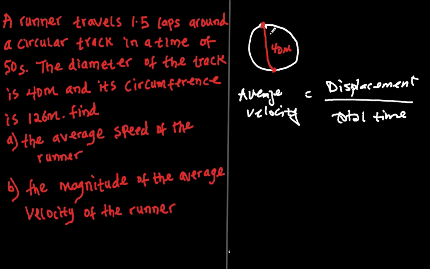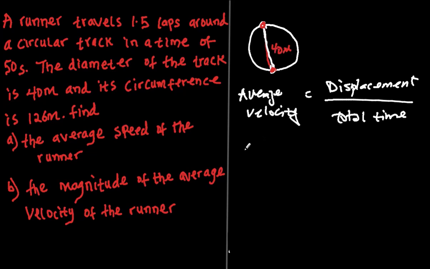So what would be the displacement in this case? Because displacement has to do with direction, it is going to be a straight line that joins the start of the motion to the end of the motion. So the runner started from this point and ended here. A straight line that joins that is, as you may guess, the diameter. So the diameter of this circular track is going to be your displacement.